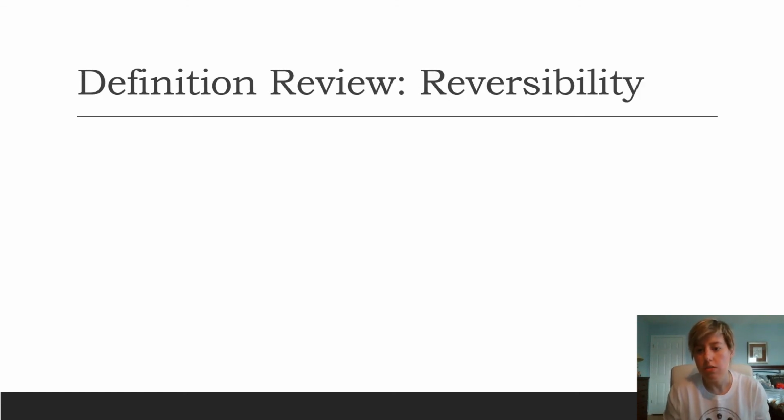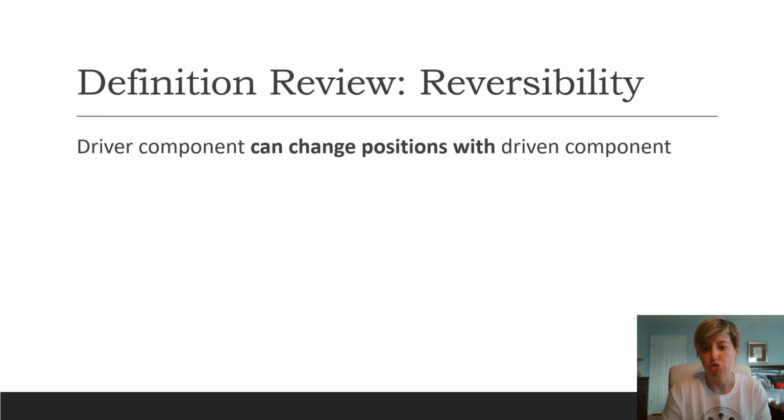Now, before we talk about the different motion transformation systems, I want to recap what the word reversibility means. In a motion transmission system or a motion transformation system, if a system is reversible, then that means that the driver component can change positions with the driven component. So what this means is that the driver, again, is the component that starts the motion. The driven is the component that ends or receives the motion.